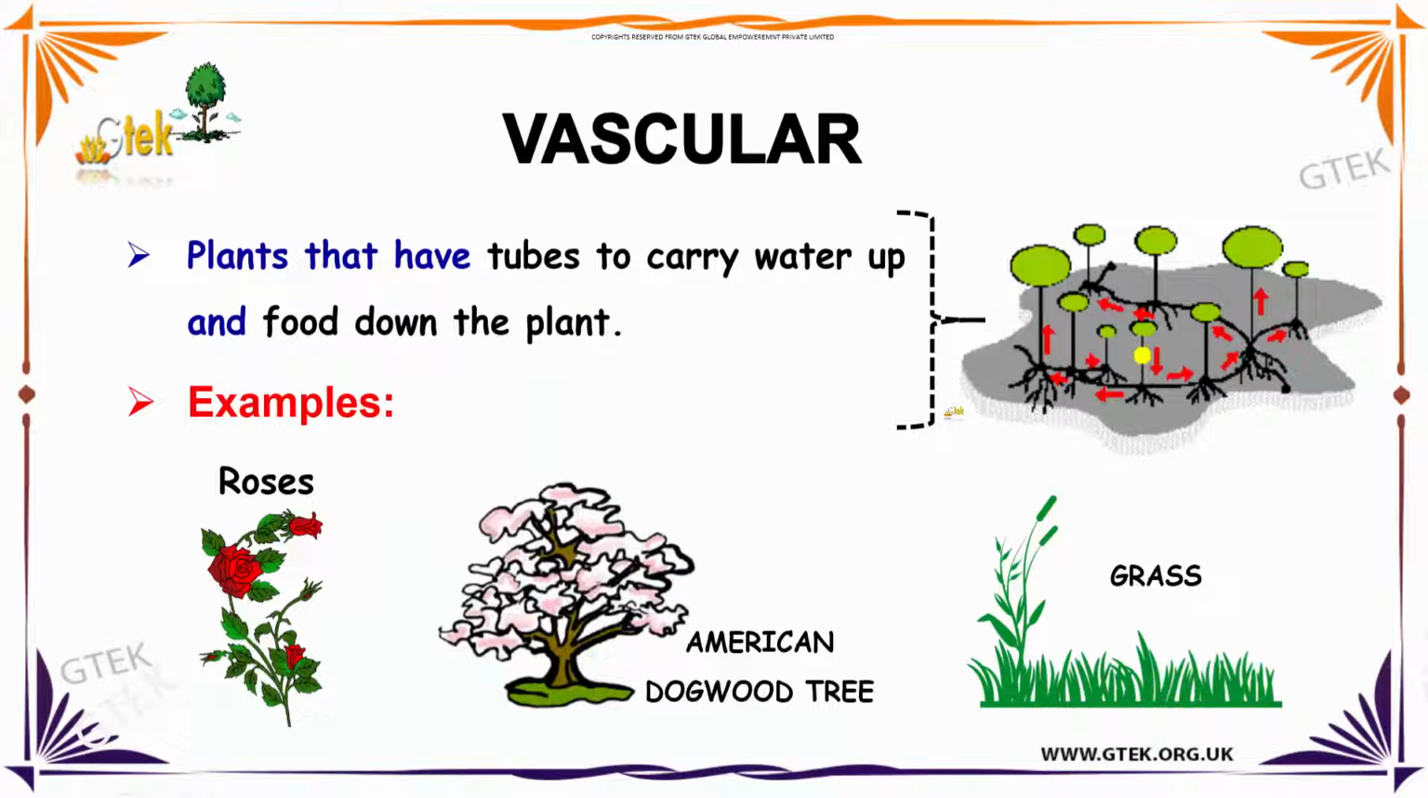Now we are going to see about vascular plants. Vascular plants have tubes to carry water up and food down to the plant. For example, roses, American dogwood trees, and grasses are depicted over here. These are all examples of vascular plants.